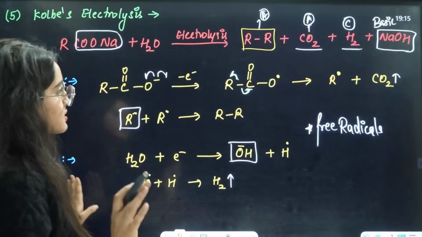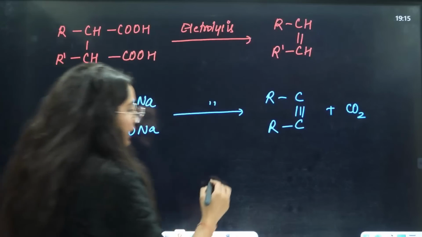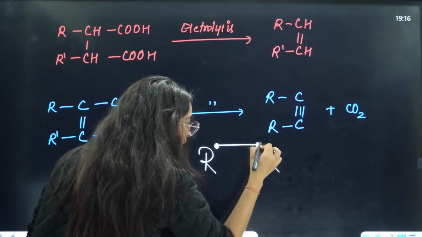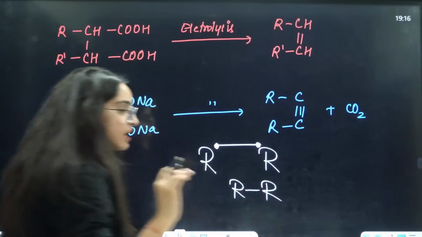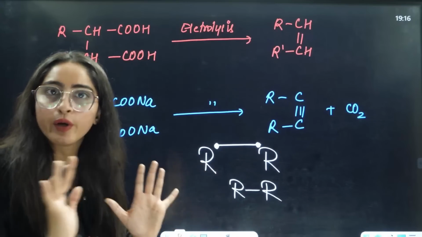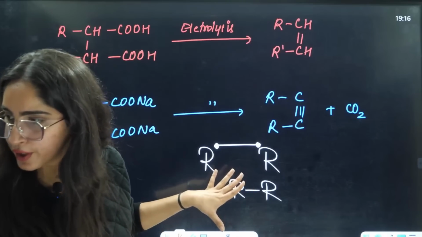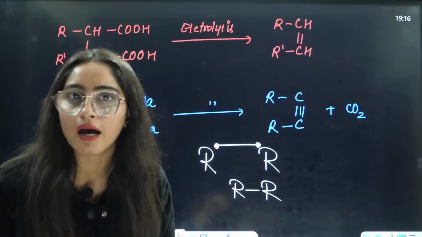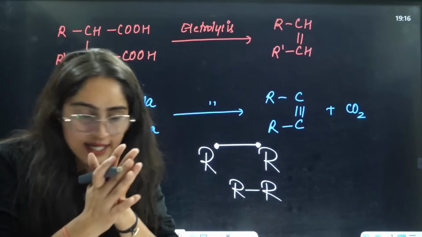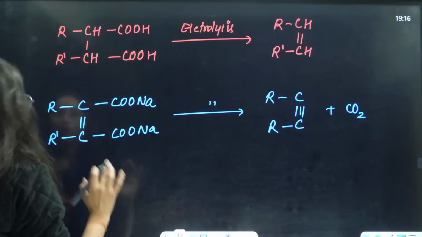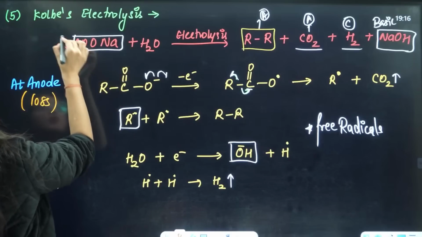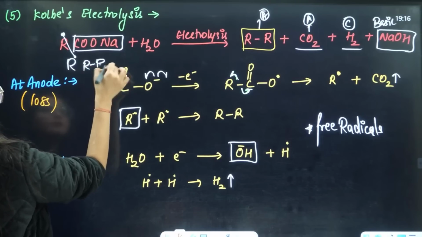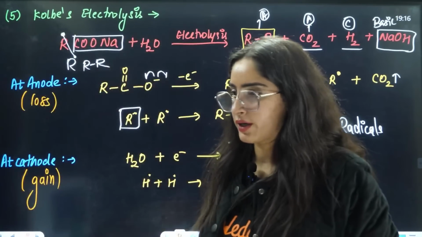Guys, see this thing. What I am telling you is that you have R free radical, R free radical. They will combine together to form RR. This is what we do in Kolbe's electrolysis, isn't it? R free radicals combine together, and we are making a single bond there, right? Now, same thing we will do here. Here also we have eliminated this. We have put R dot here, one more R dot, they combine together to form RR. Firstly, tell me, is this thing clear or not?